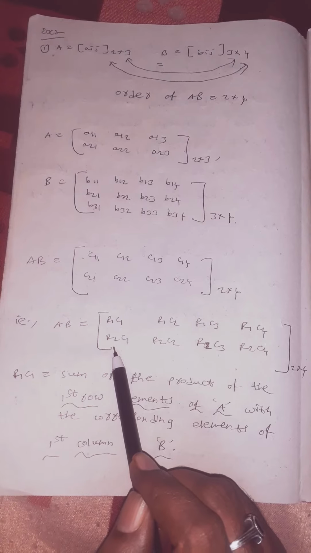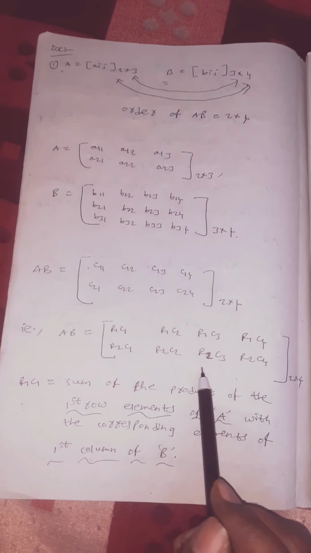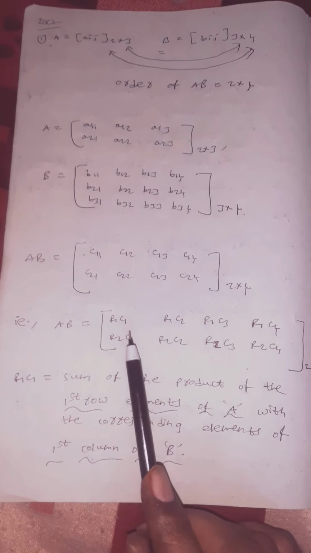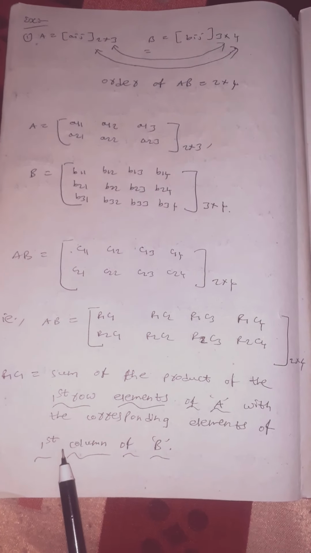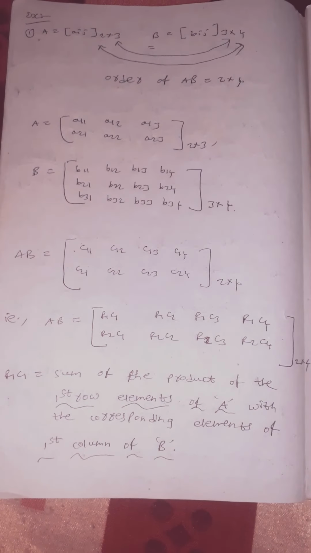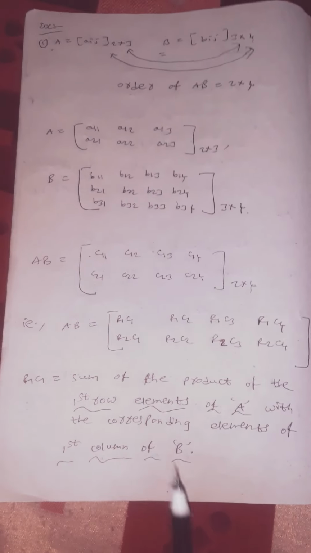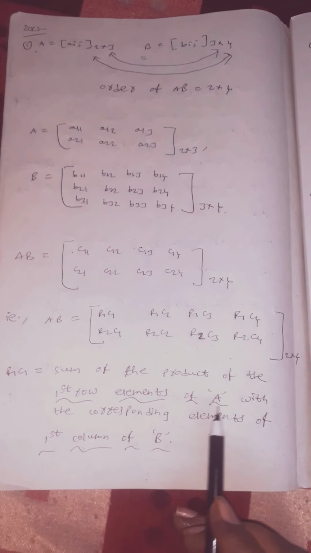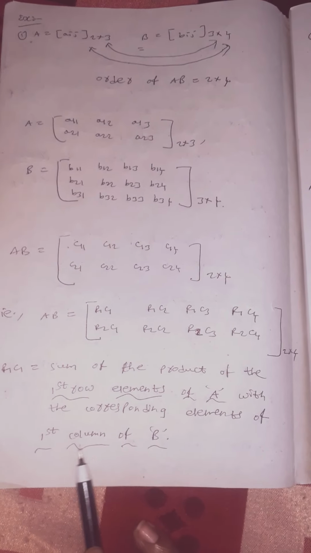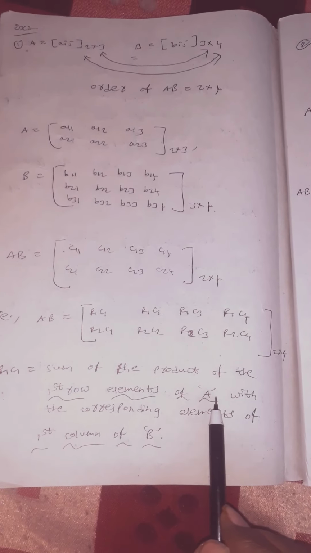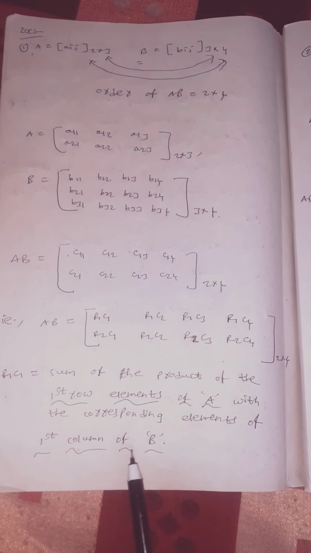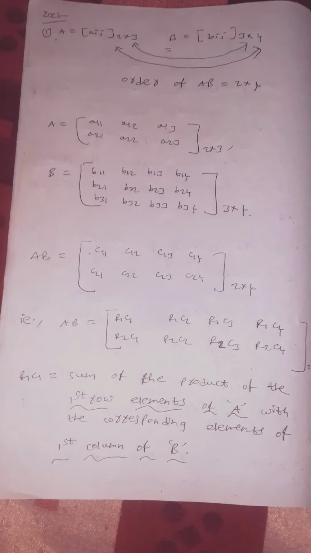Next what should we do? Row 2 column 1, row 2 column 2, row 2 column 3, row 2 column 4. So what does this indicate? R1 C1 means the sum of products of first row elements of A with the corresponding elements of the first column of B. R1 C2 indicates the sum of products of first row elements of A with corresponding elements of the second column of B. So we will see one example now.